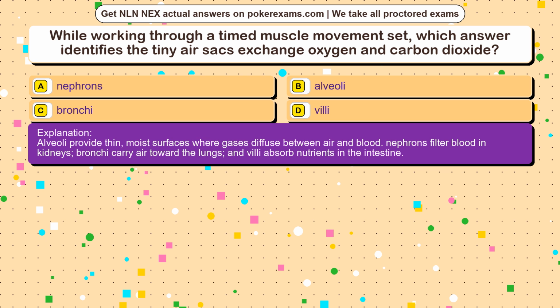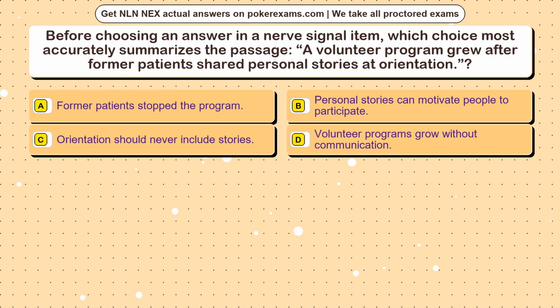Question 9. Before choosing an answer in a nerve signal item, which choice most accurately summarizes the passage? A volunteer program grew after former patients shared personal stories at orientation. Option A. Former patients stopped the program. Option B. Personal stories can motivate people to participate. Option C. Orientation should never include stories. Option D. Volunteer programs grow without communication.